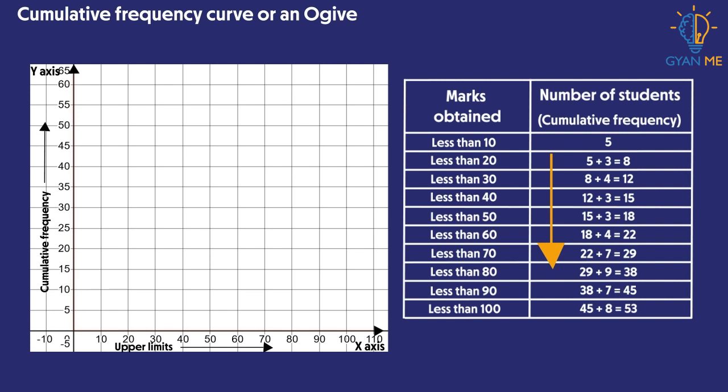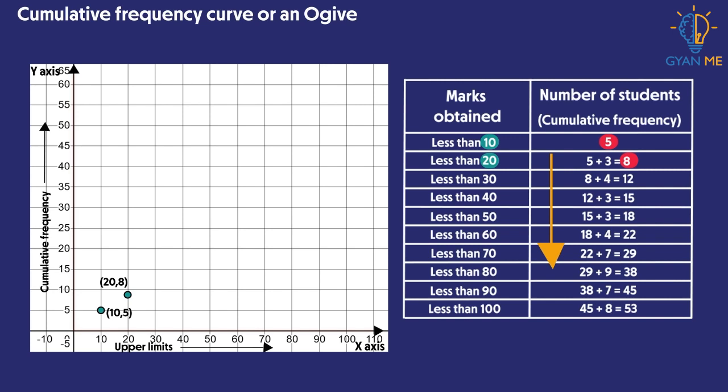Now plot the points x and y using the upper limits as x and their corresponding cumulative frequency as y. For the first class interval, we have upper limit as 10 and its corresponding cumulative frequency is 5. Hence, we will plot the point (10, 5) on the graph. Similarly, for the next class, the upper limit is 20 and cumulative frequency will be 8. So we will plot (20, 8) on the graph paper.